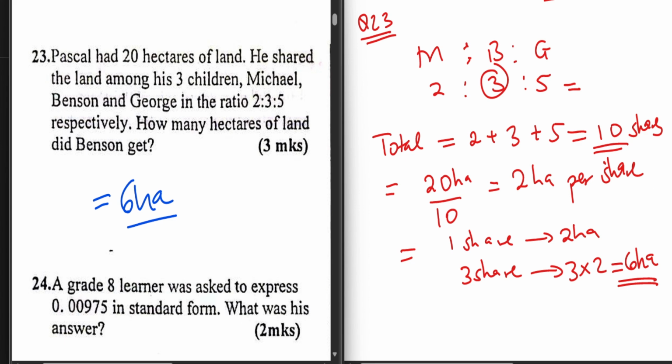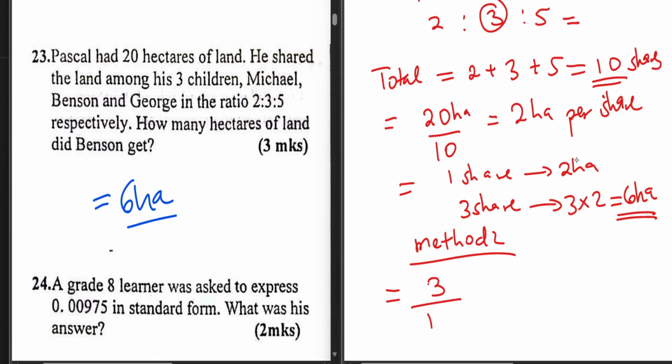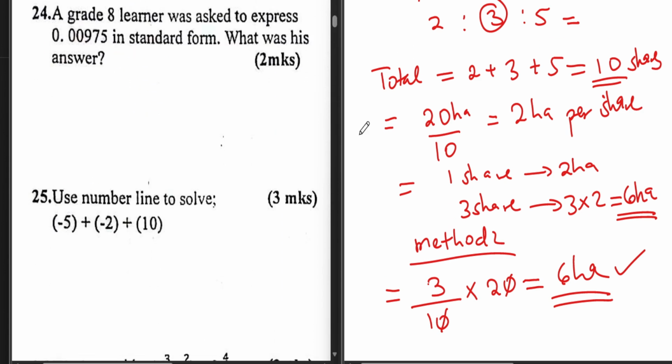But there's also another method which you can use. I think this is the one that you were taught at school, which is you can take the ratio for Ben, which is 3, out of the total, which is 10, multiply by the 20 hectares of land. So it's going to give you 3 over 10 times 20, which is 6 hectares. That's the simplest one, I think. Now, question 24.